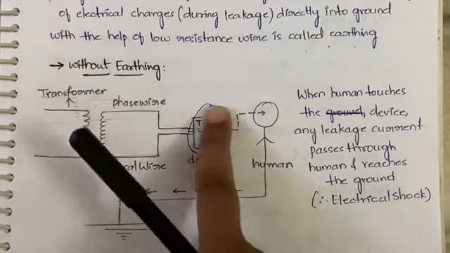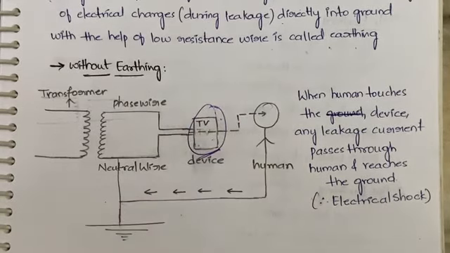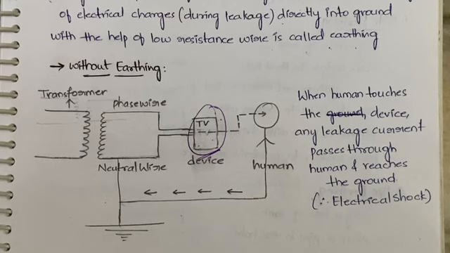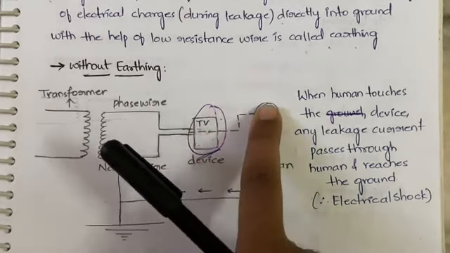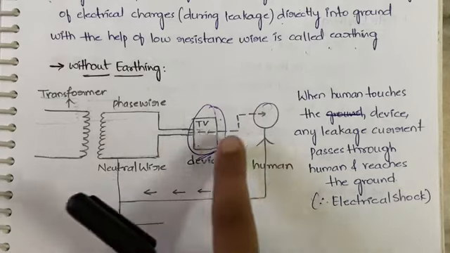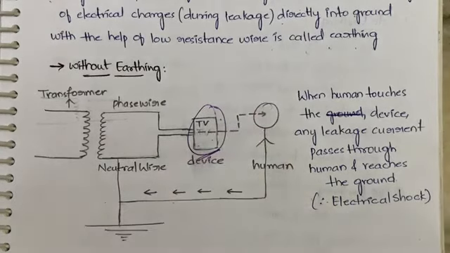This device is nowhere connected to the ground, whereas the human being who is sitting or standing on the ground is connected to the ground, right? So instead of directly going into the ground, it will travel through the human being. Whenever current goes into the body of the human being, he will get an electrical shock, right? So this is what happens when there is some leakage current.